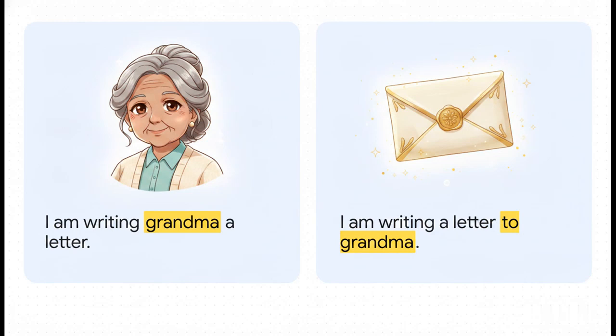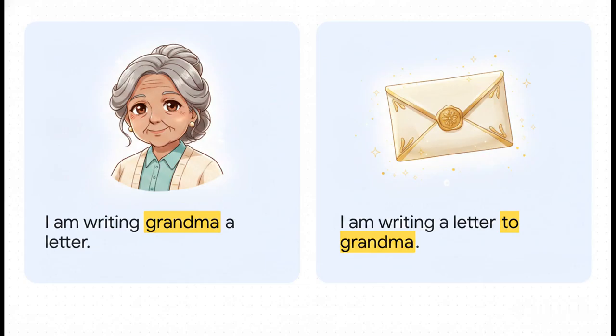Now, word order is everything here. In English, the indirect object usually just sneaks right in before the direct object. No extra words needed. Take this sentence. I am writing Grandma a letter. Grandma is indirect, a letter is direct. Simple, right? But notice how if you flip them and put the indirect object after the direct object, you suddenly have to use to or for. It becomes I am writing a letter to Grandma.